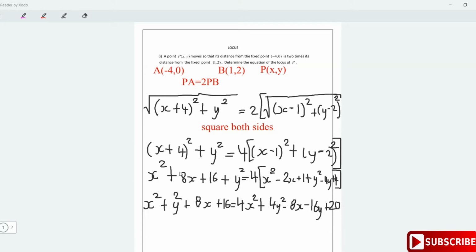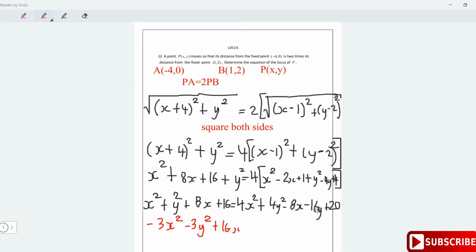Now what I'm going to do is bring over the 4x squared over here. So I'm going to get minus 3x squared. Then I'm going to bring over the 4y squared over here to get minus 3y squared. Then I'm going to bring over the 8x over here to get 8x plus 8x is 16x.